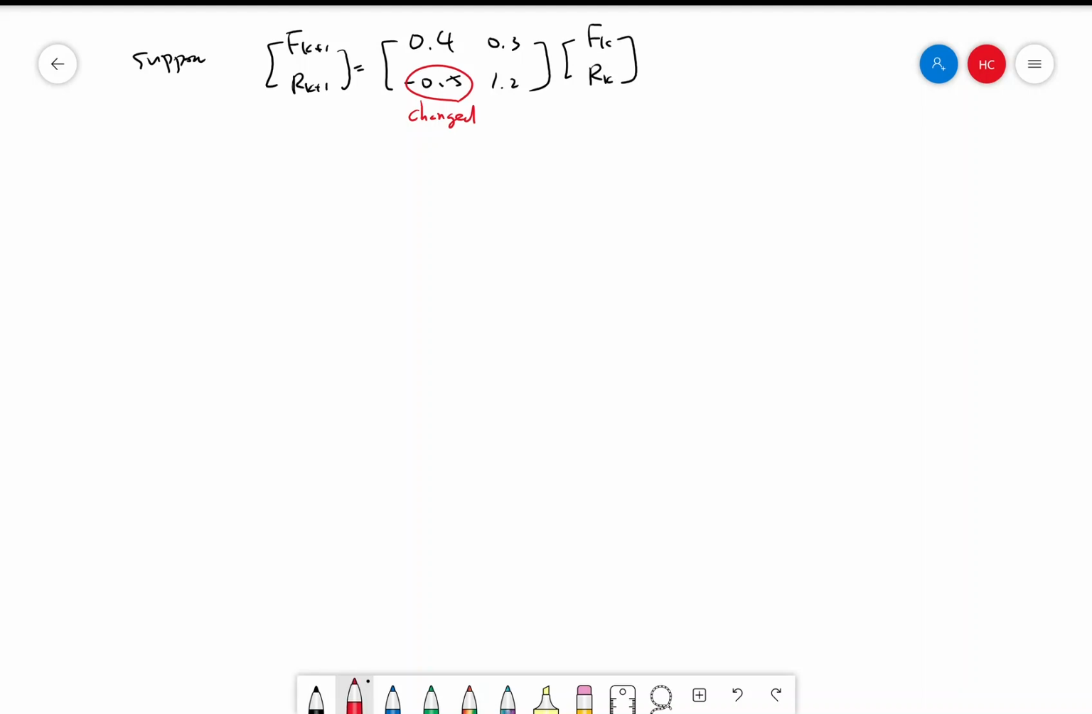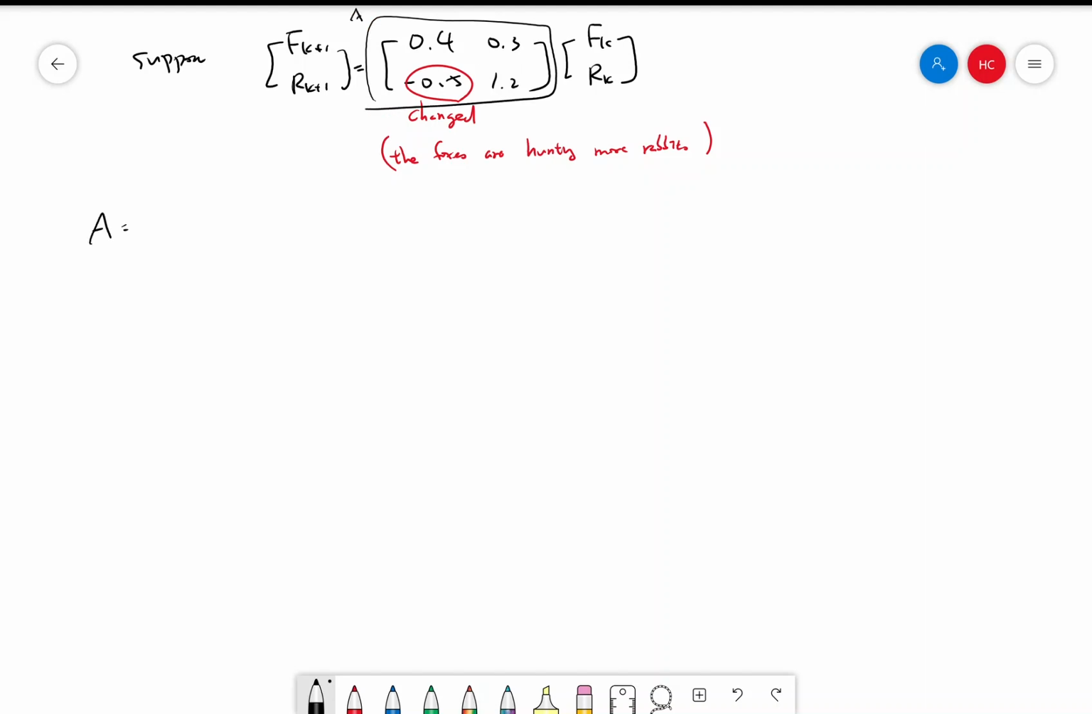So this means the foxes are hunting more rabbits, so that the rabbits' population decreases faster if there are more foxes. So we change it to negative 0.5. All right, so let's see what happens. So this is still a matrix A.